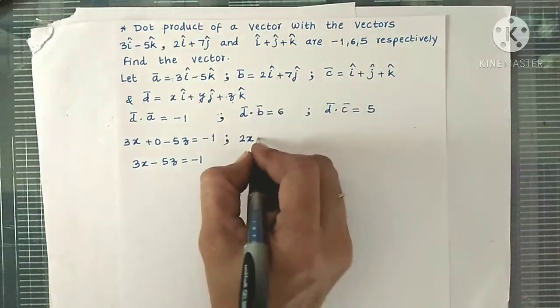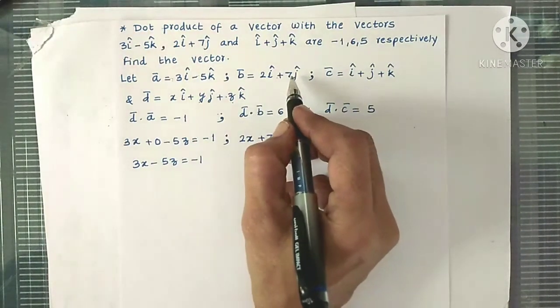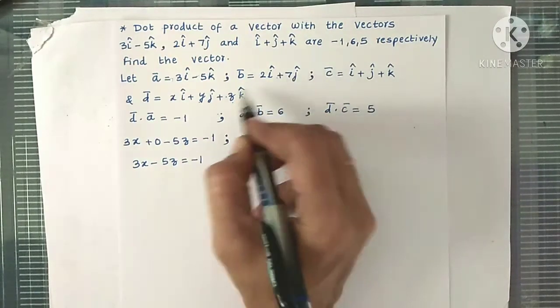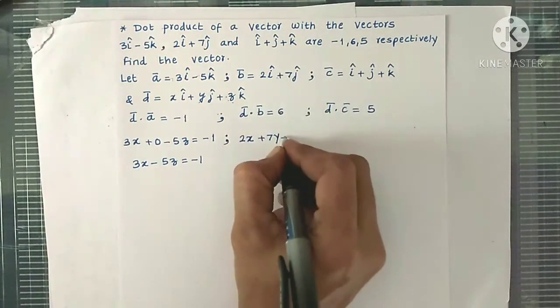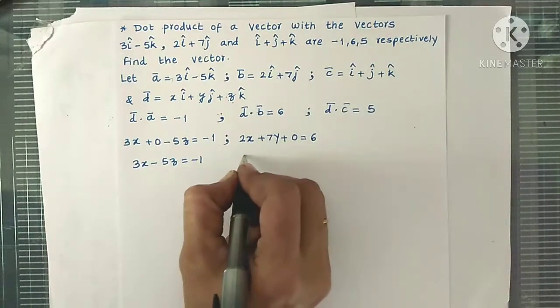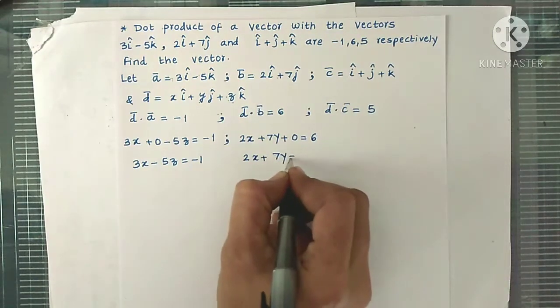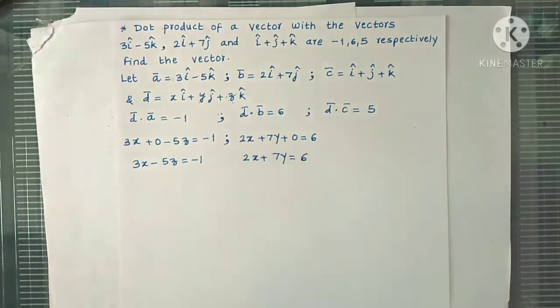Here it is y, so the product is 7y. The term in k is not there, that means the coefficient is 0. So we have 0 into z, that is 0 equal to 6. So now the equation is 2x plus 7y equal to 6. So we have the second equation in terms of x and y.